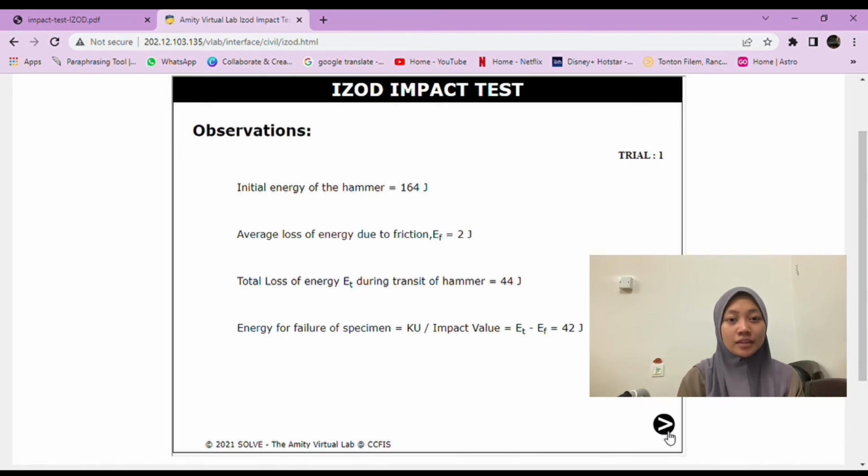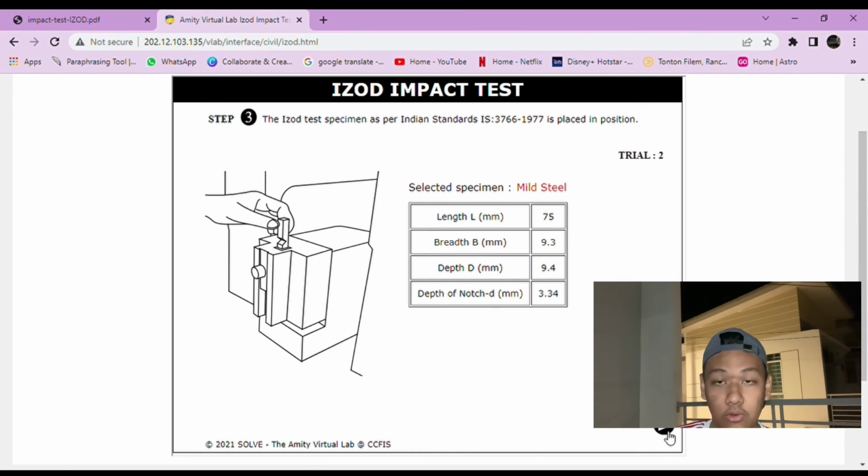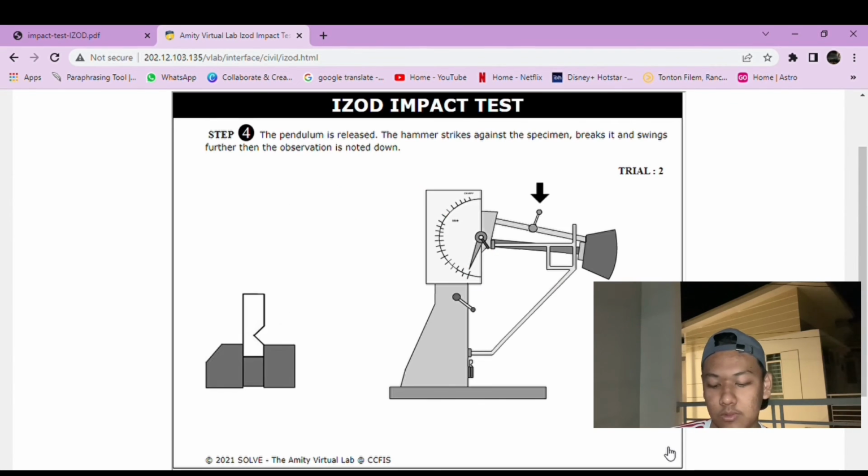Observation trial 1. Initial energy of the hammer equals 164 joules. Average loss of energy due to friction, EF, equals 2 joules. Total loss of energy, ET, during transit of hammer equals 44 joules. Energy for failure of specimen equals ET minus EF equals 42 joules. For trials 2 and 3, repeat steps 3 and 4 using the same specimen.